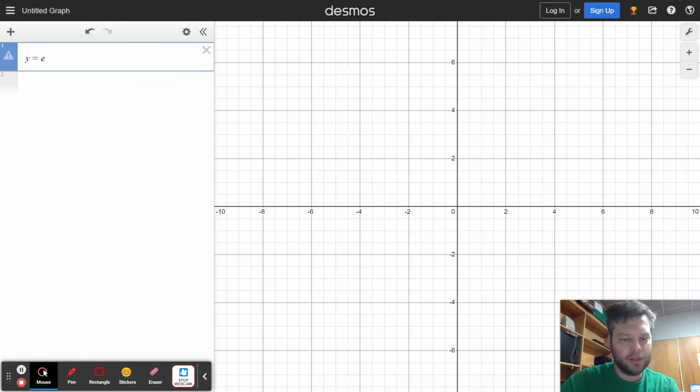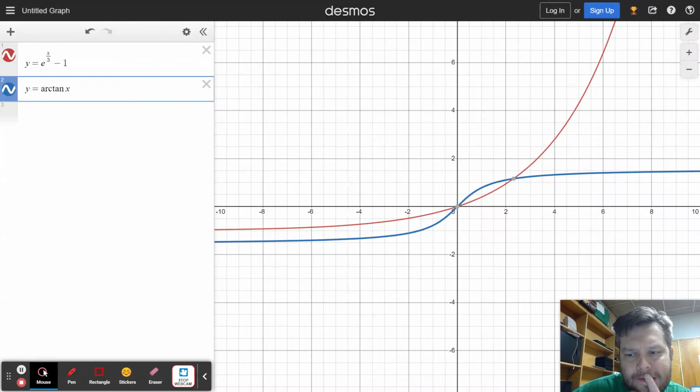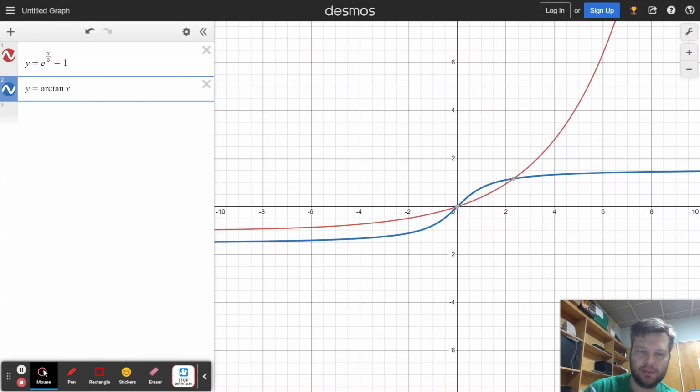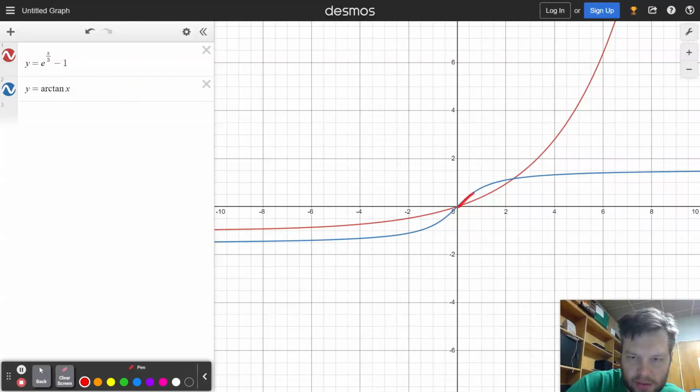y equals e to the x over 3 minus 1, like that. And y equals arctan of x. Cool. So the region enclosed by those curves, there's only one region enclosed by those curves. So it looks like the only region enclosed is this little zone, this little sliver right here. Okay? So if we rotate that around the x-axis, let's do the x-axis first.